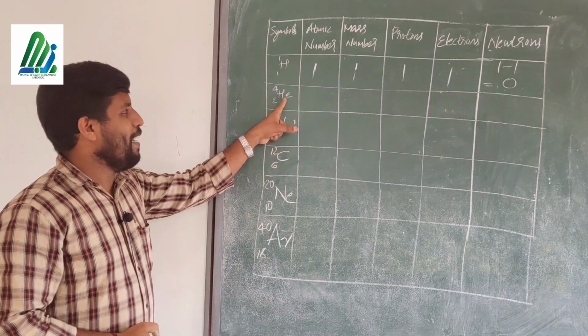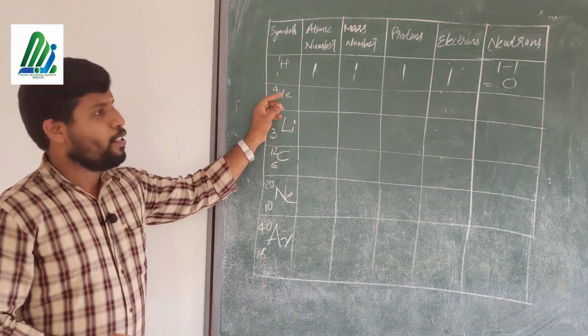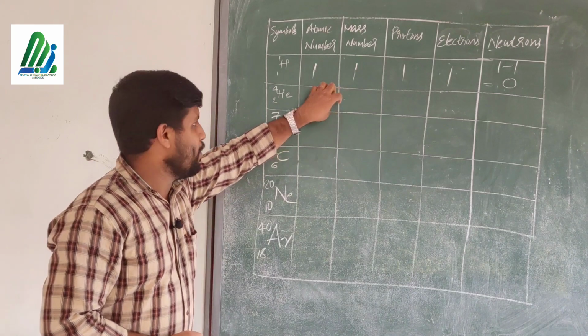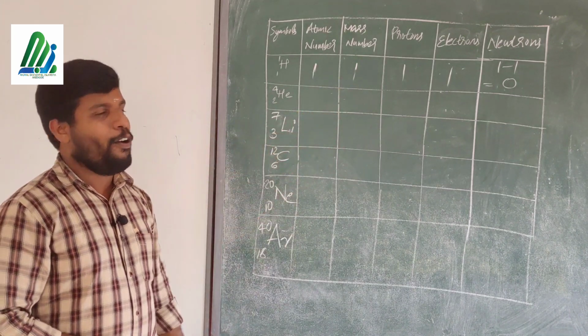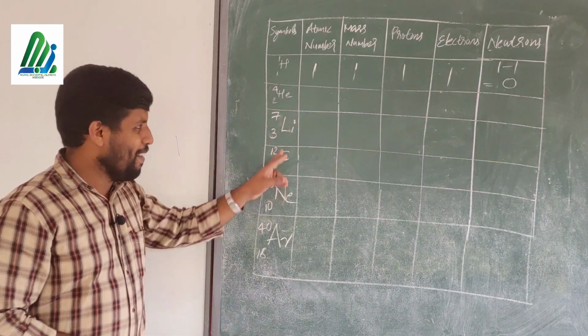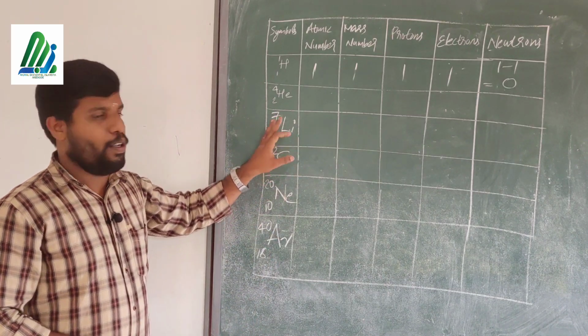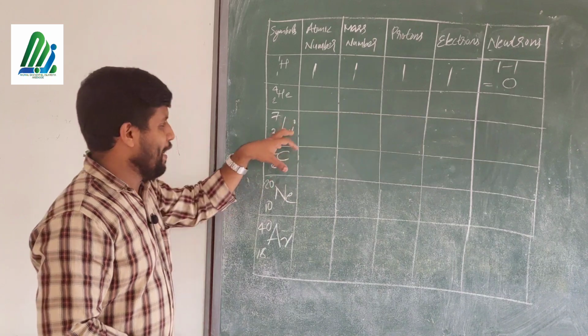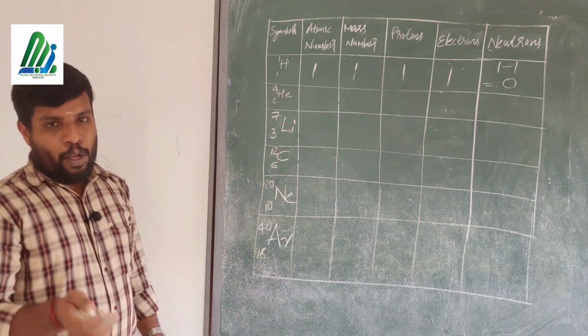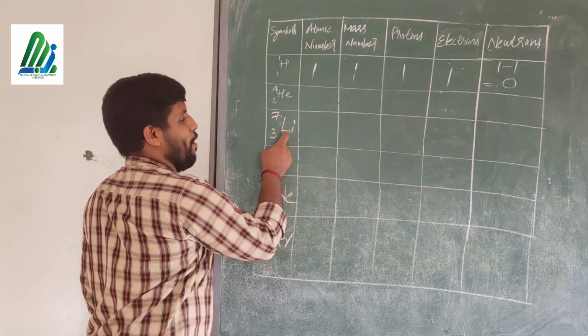The next one here is helium, 24. You do that as homework. The second one, you just do it as your homework, 2, 4. Then the third one, Li, lithium 37. Now we are going to do this one, lithium 37.